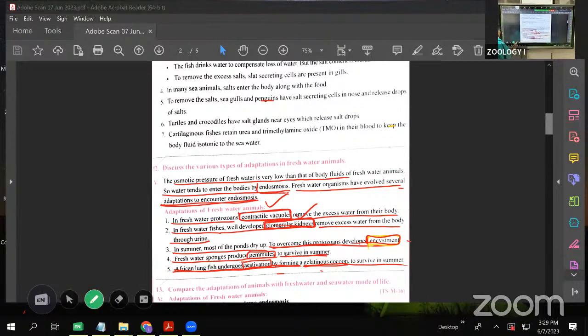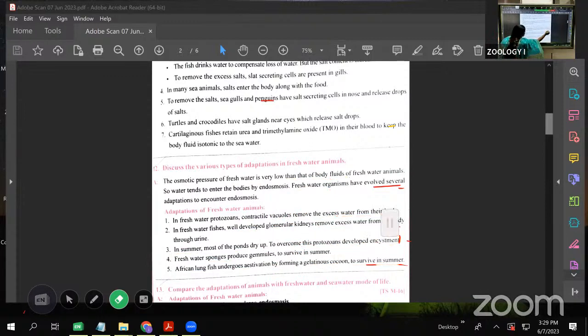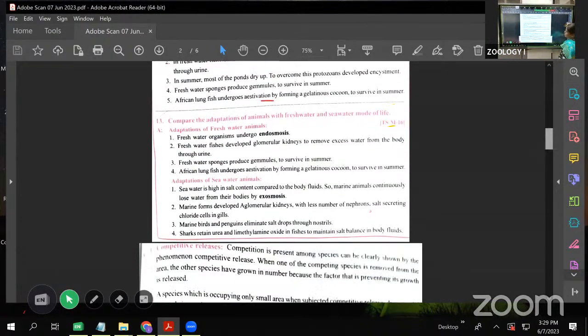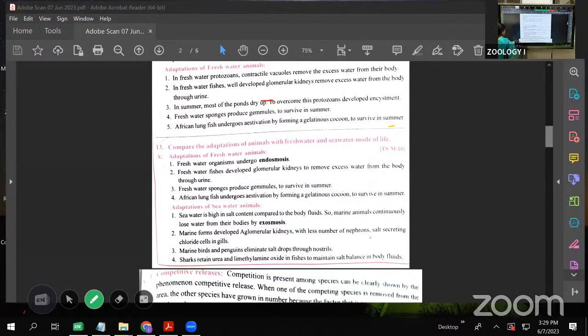Here, we discussed the two adaptations. Freshwater adaptation we discussed, and next sea water or marine water adaptations we discussed. Now we are going to compare. The next question is the comparison between the two. Simply, what we discussed before, only the differences are there. Observe here.